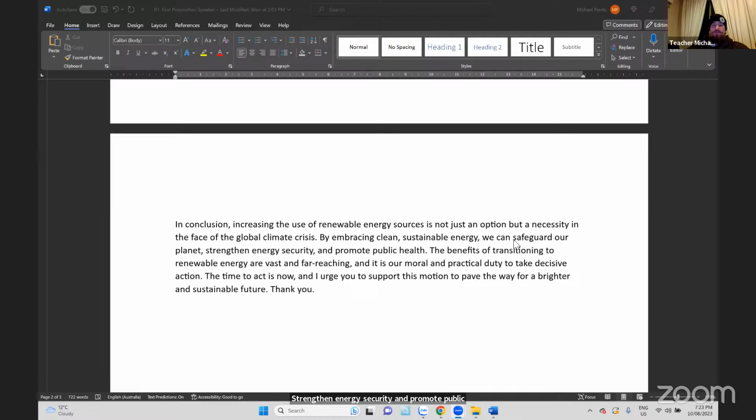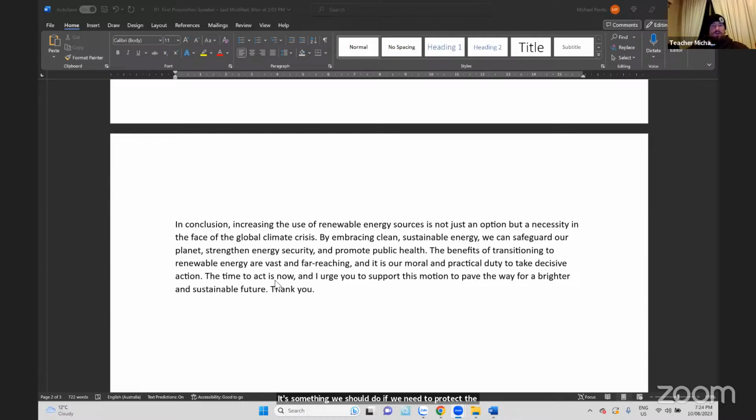So this is the sentence where we remind everybody about the arguments that we've made. Because we've just talked about a lot of information, we want to remind everybody what we've just said. We go on to mention the benefits of it again. The benefits, they're vast and far-reaching, so there's a lot of good reasons to switch to green energy, and it's our moral and practical duty to take decisive action. So it's not just something we could do because it seems like a good idea. It's something we should do. We need to protect the planet.